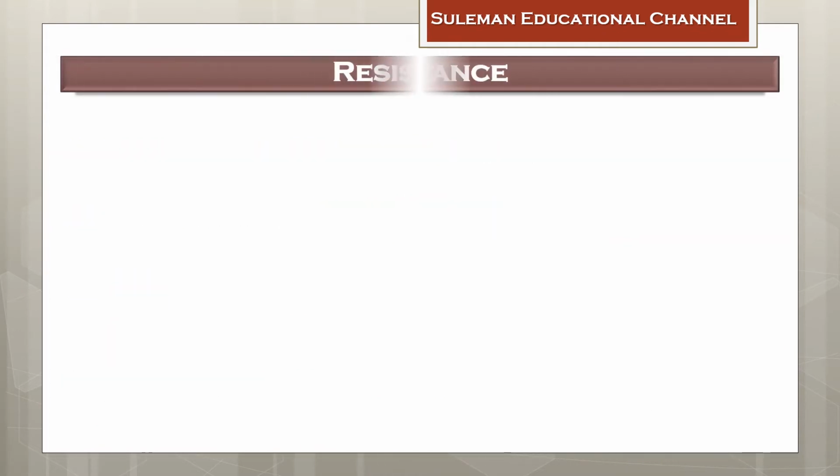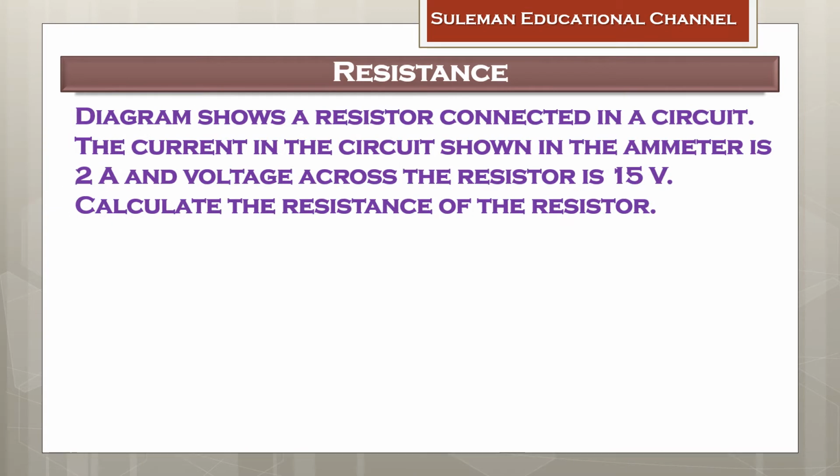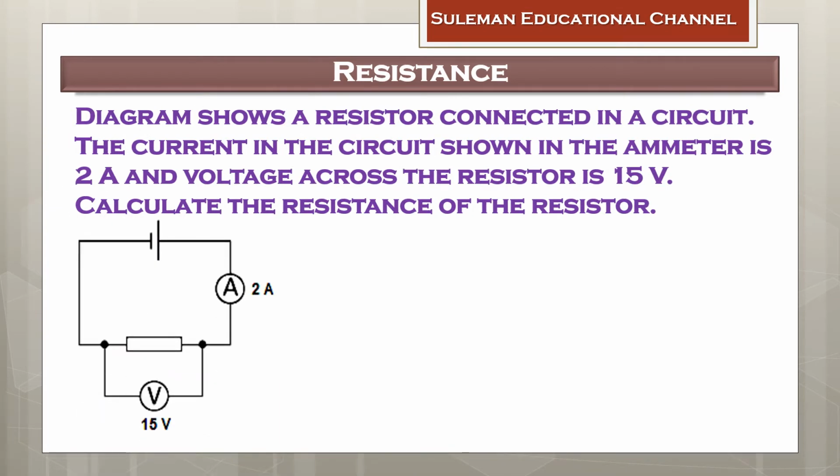Now let us look at an example of how to calculate the resistance of a resistor. The question is, the diagram shows a resistor connected in a circuit. The current in the circuit shown in the ammeter is 2 ampere and the voltage across the resistor is 15 volt. Calculate the resistance of the resistor. So from reading the question and seeing the diagram, we know that the current given is 2 ampere and 15 volt is the potential difference, and we have to calculate the resistance.